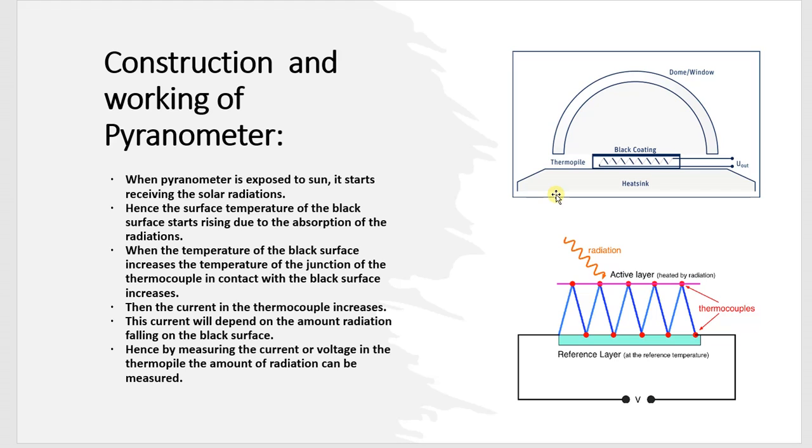In the pyranometer, the advantage is that we can measure both direct radiation or beam radiation and diffuse radiation. The sum of direct radiation and diffuse radiation is called global radiation.